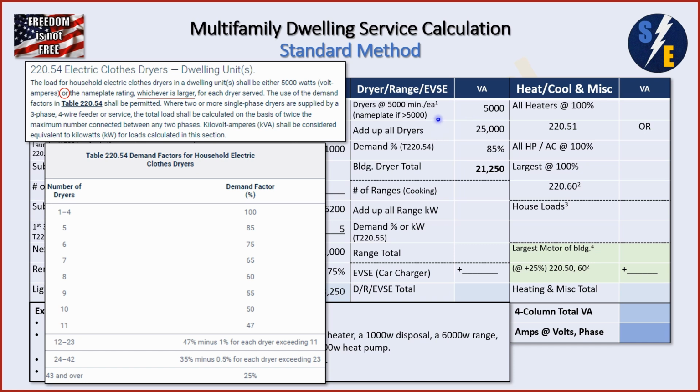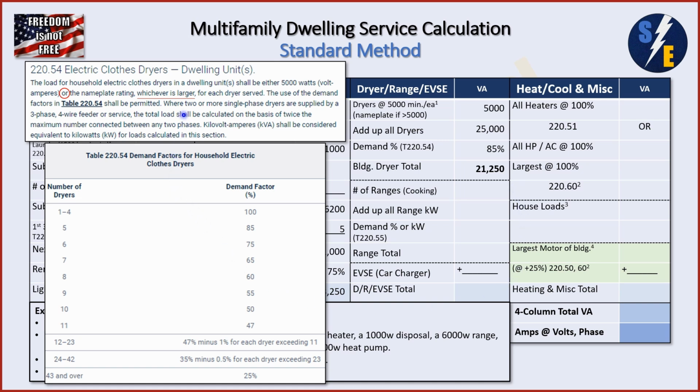So we're going to add up all of our dryers. In this case, we just multiply by 5. 5,000 times 5 is 25,000. Then we're going to go to table 220.54 to find our demand percentage. Let's see, 220.54, we go down to 5 dryers and go across, and it tells us we have a demand factor of 85%. So we're going to take 85% of 25,000, and we're going to come up with a dryer total of 21,250.